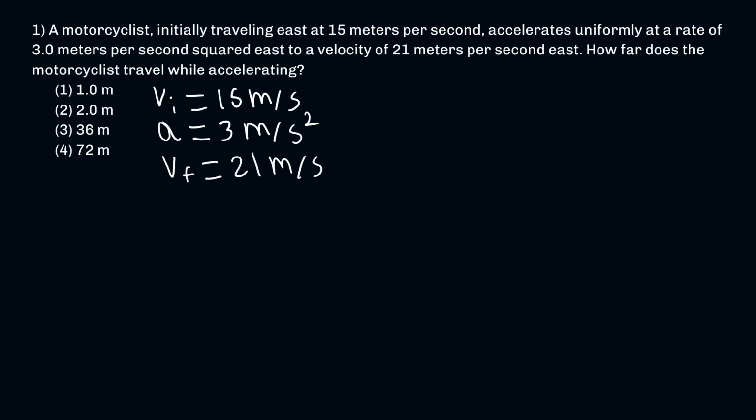The last part here is going to tell me what I'm looking for. It says how far does the motorcyclist travel while accelerating. How far something goes, that is a distance or a displacement. So D is what I'm looking for here.